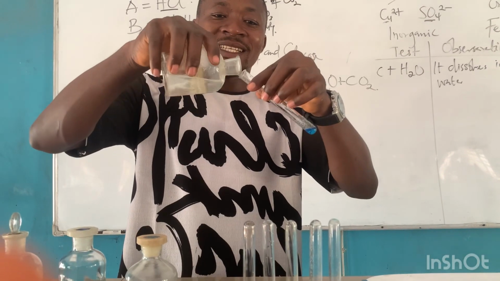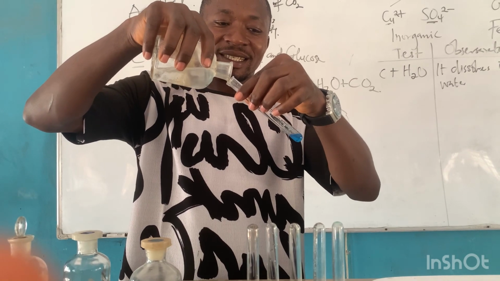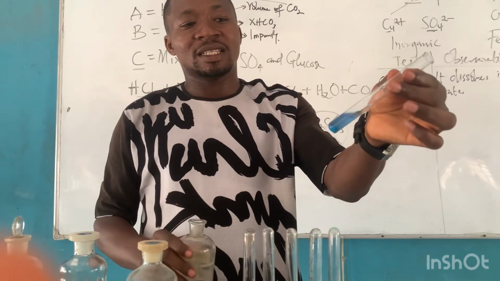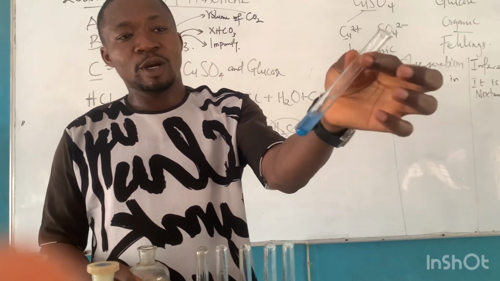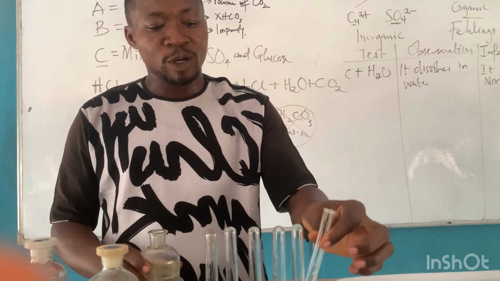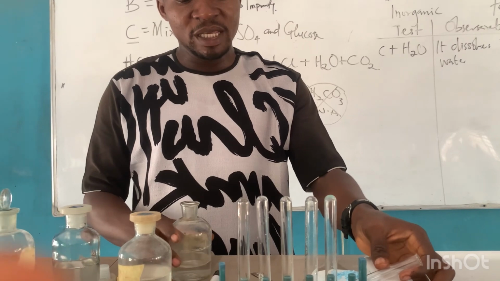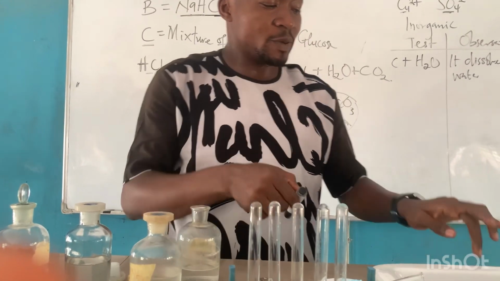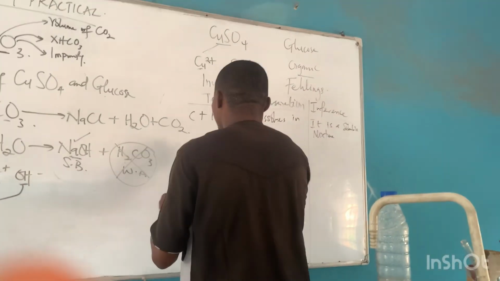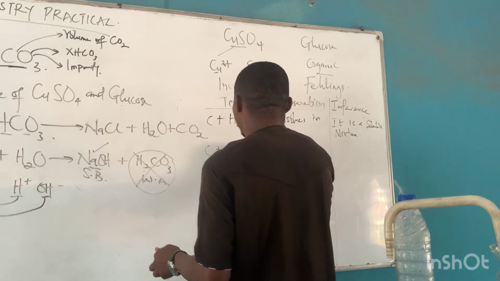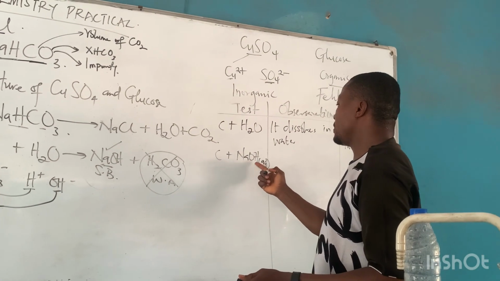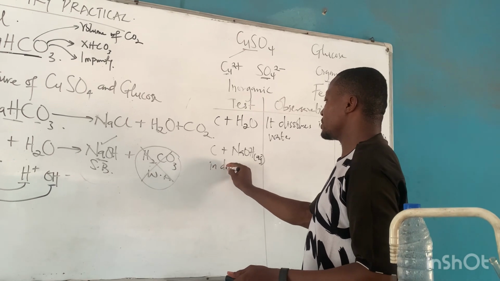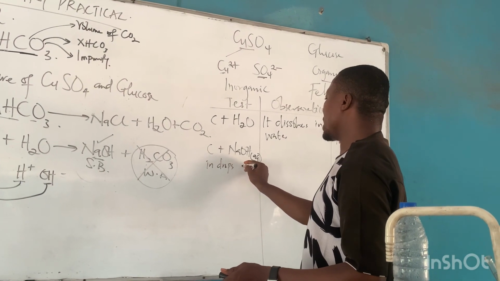Then you now add in excess. After adding in excess, you can see it still remains a pale blue precipitate. So when it gives you that pale blue precipitate, it simply means that copper is present. So you come here, you say C plus NaOH. Don't forget, NaOH must be aqueous because it is dissolved in water. C plus NaOH in drops, and excess.